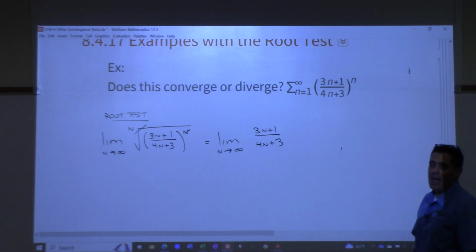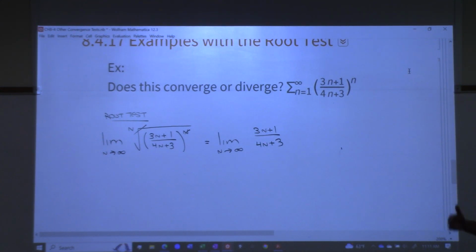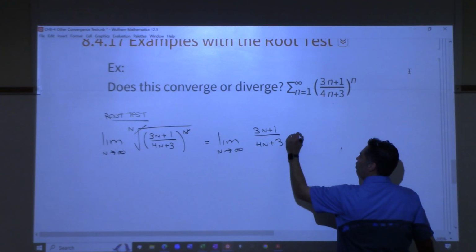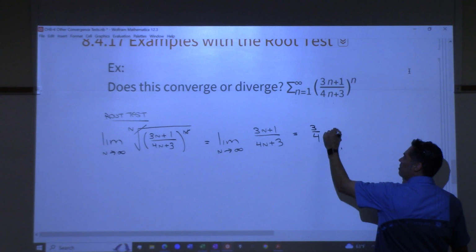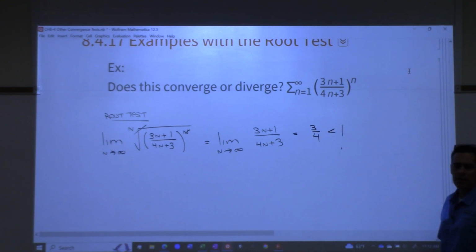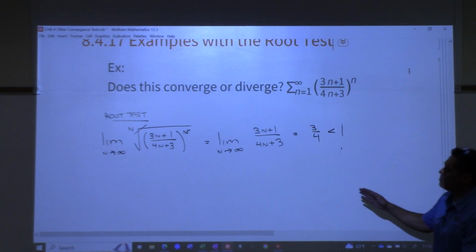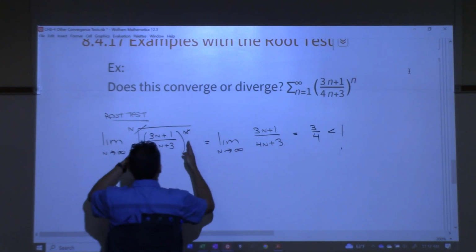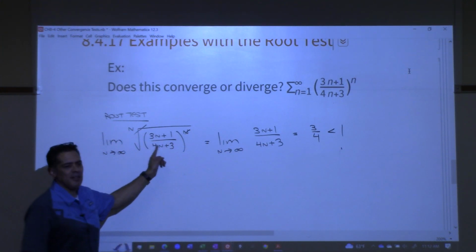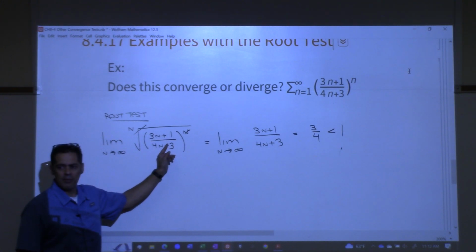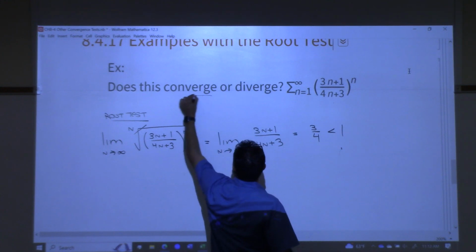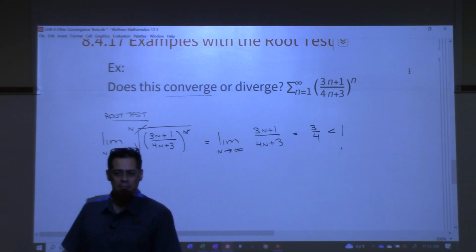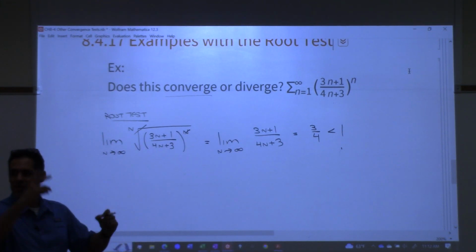All right, and now you're back to just L'Hopital. Infinity over infinity. Do L'Hopital one time, you get 3/4. And 3/4 is less than 1, and so it converges. By the way, I was supposed to do the absolute value of this, but this always gives me positive numbers, which is why I didn't do the absolute value. So it converges. Make sense? Pretty nice, right? If you have something to the n, you can do that.